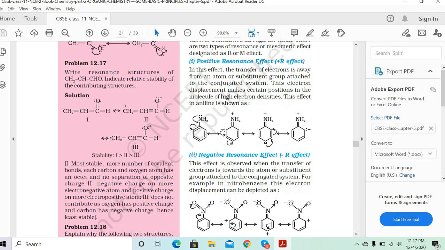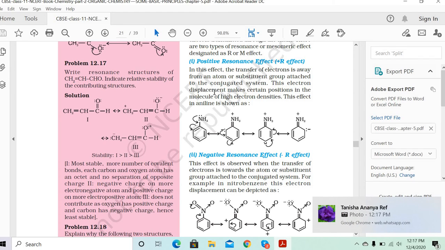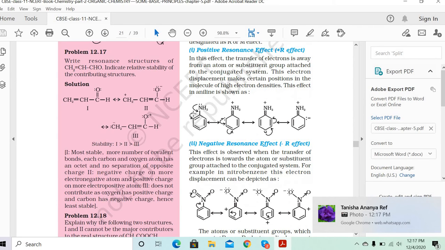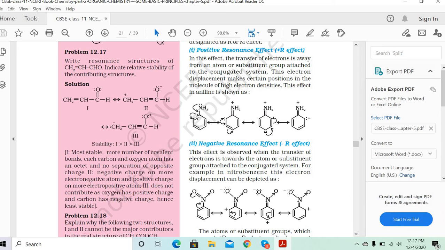Okay, now in this case, it is the positive resonance effect, plus R effect. Why is it plus R effect? Because it gets a plus sign, isn't it? So if it gets a plus sign, how does it happen? In the first figure, there are two lone pair of electrons on the nitrogen, and a single bond with the carbon, and the carbon's tetravalency is done. Now the lone pair of electrons comes into the single bond and forms a double bond. So this nitrogen gives this electron to the carbon, it forms a double bond, and the nitrogen acquires a positive charge.